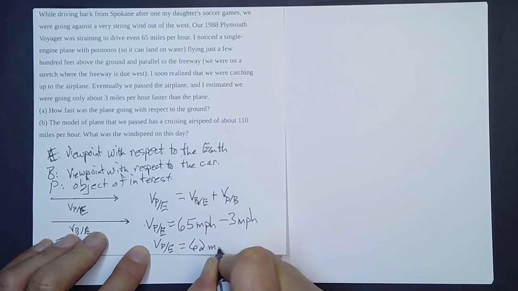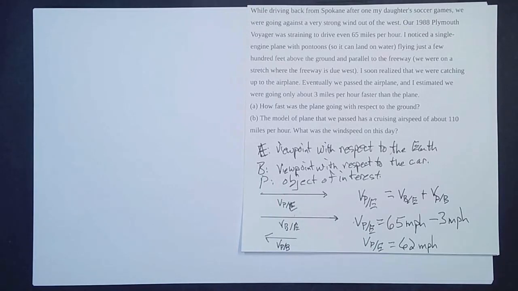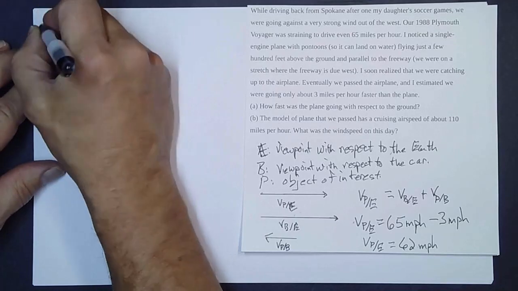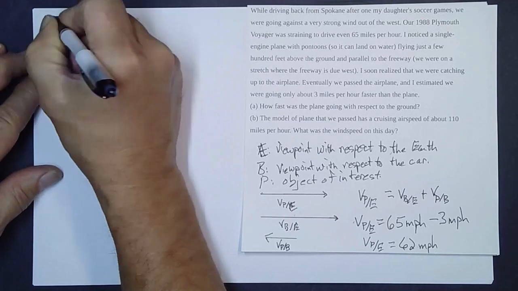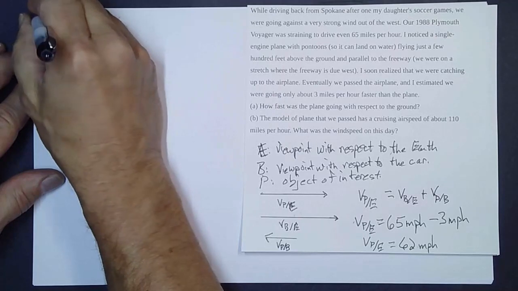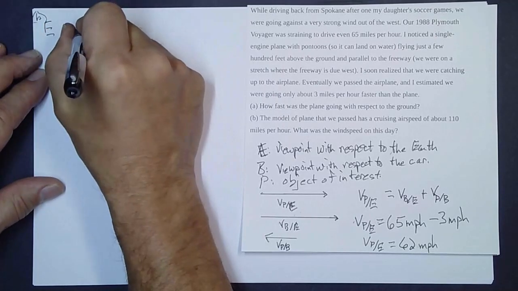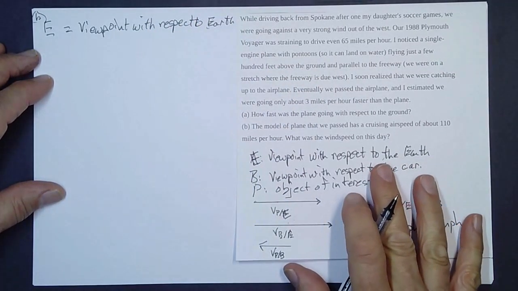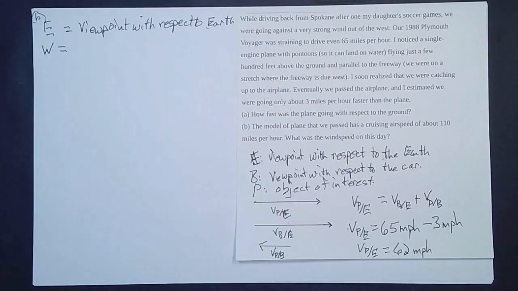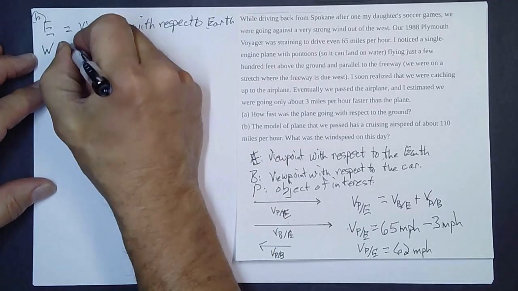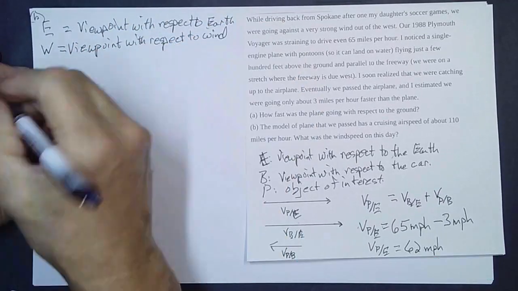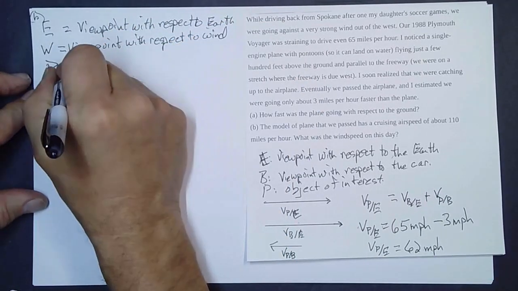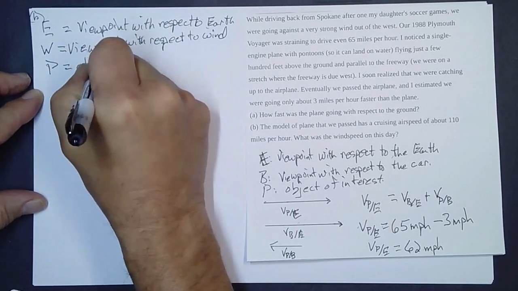Now there's a second part of this problem. The second part is, what was the wind speed on this day? I'm going to set up a different coordinate system, or at least one different one. This is for part B here. E is going to be, again, the viewpoint with respect to the Earth. W is going to be, in this case, the viewpoint with respect to the wind. And P is still our object of interest.